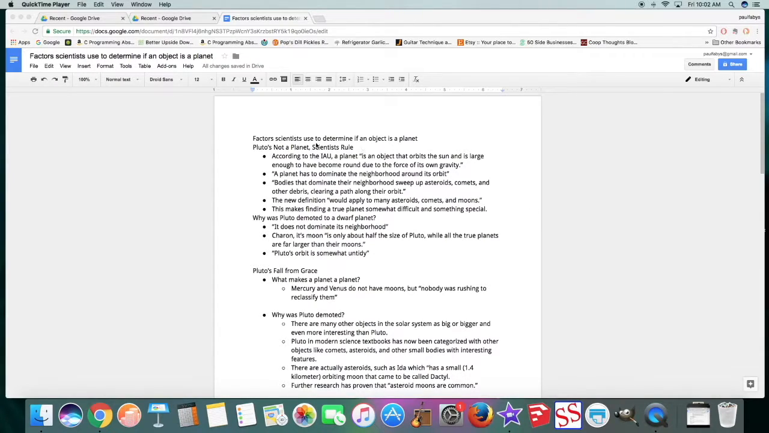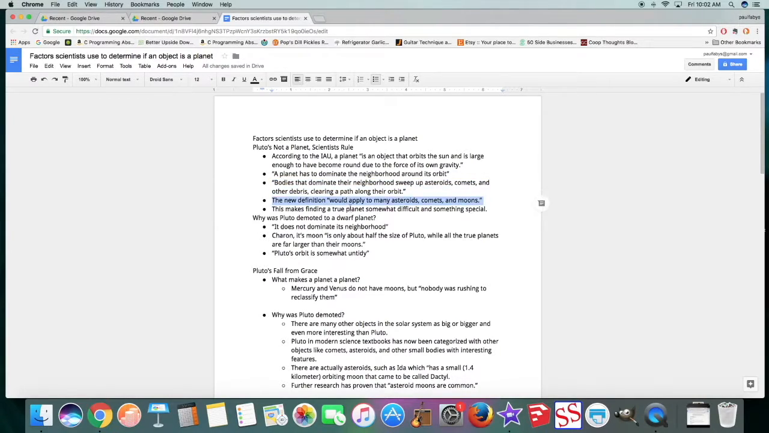And so we had these two articles. We had Pluto's Not a Planet, Scientists Rule, and then we had another one called Pluto's Fall from Grace. And we took some information from it that we thought would be helpful to us. We said, according to the International Astronomical Union, a planet is an object that orbits the sun and is large enough to have become round due to the force of its own gravity. A planet has to dominate the neighborhood around its orbit. Bodies that dominate their neighborhood sweep up asteroids, comets, and other debris, etc.